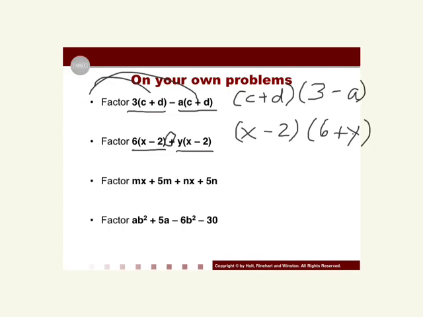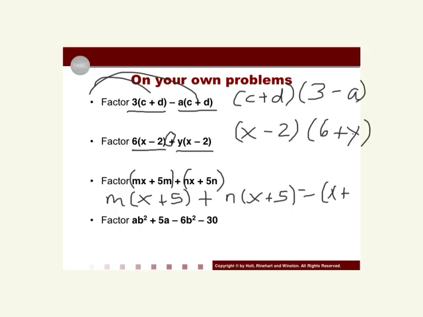In this next example, it appears that because there's m's in the first two terms, that I could group them, and the last two terms have an n. So I'm going to first factor out the m, and I'm left with x plus 5. And I'm going to factor out the n, and I'm going to have x plus 5. And now I have the common factor of x plus 5 times m plus n.